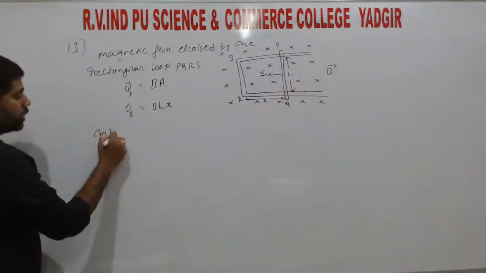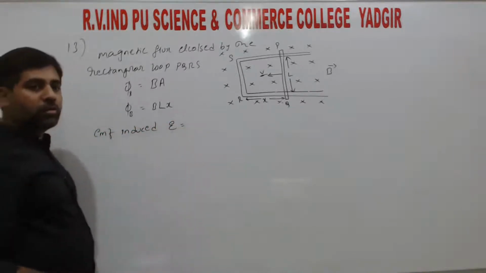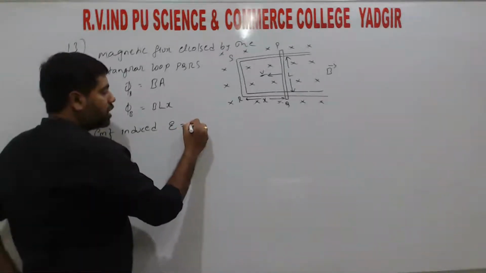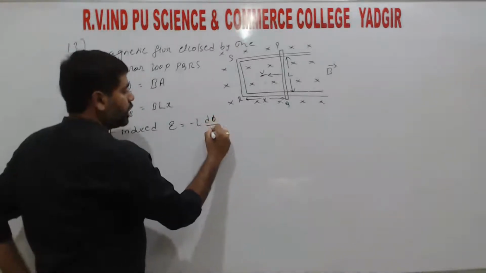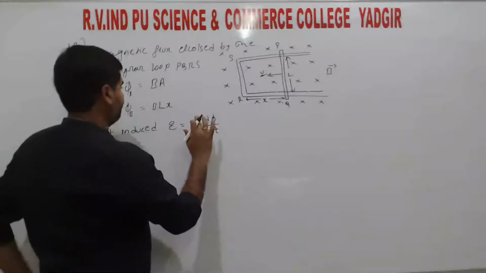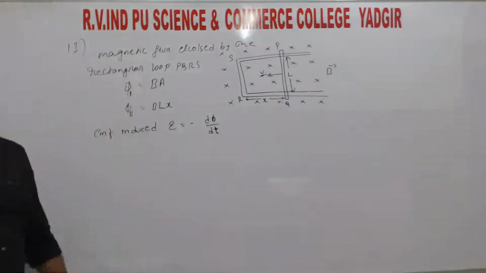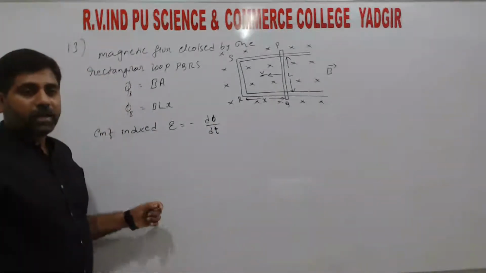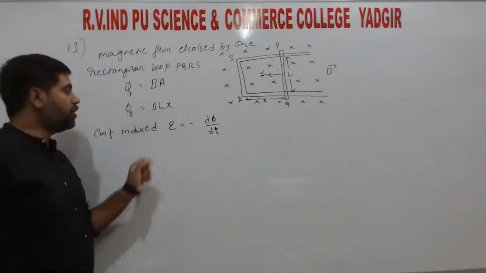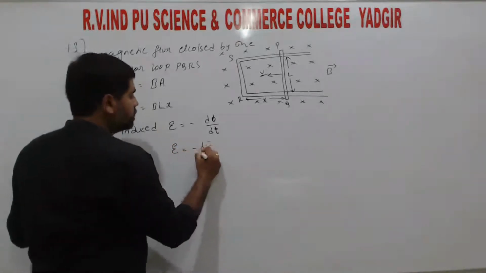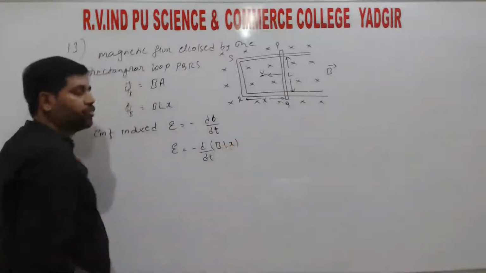So the induced EMF E, from the definition of Faraday law of electromagnetic induction, is equal to minus d phi by dt. Induced EMF is equal to minus d phi by dt. We know the phi value, so E is equal to minus d by dt of B L x, right?